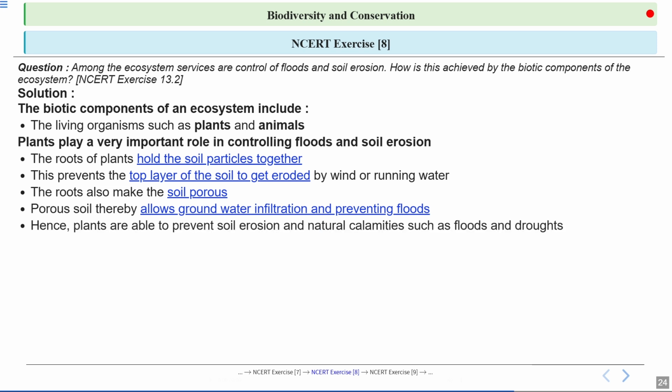So hence, plants are able to prevent soil erosion and natural calamities such as floods and droughts. They also increase the fertility of soil and biodiversity.